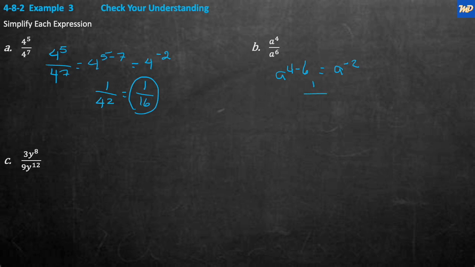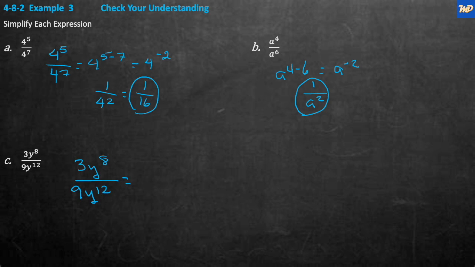So it's going to be a to the, 1 over a squared. There's our solution for this one. And then finally over here in C, we have 3y to the 8th divided by 9y to the 12th, which is equal with writing it without a denominator. We'll bring this up to the top.